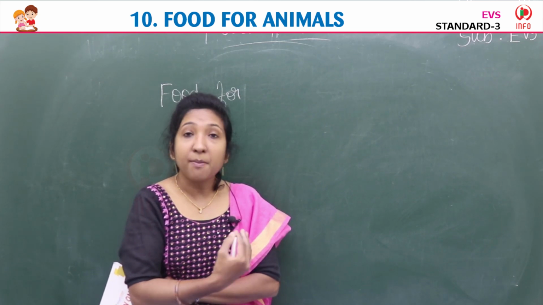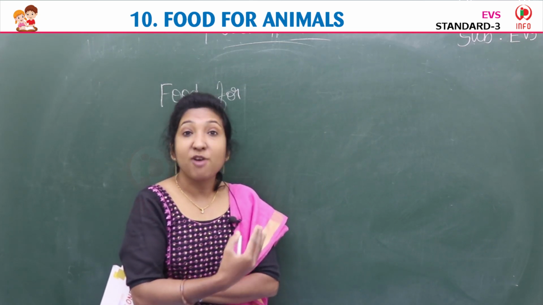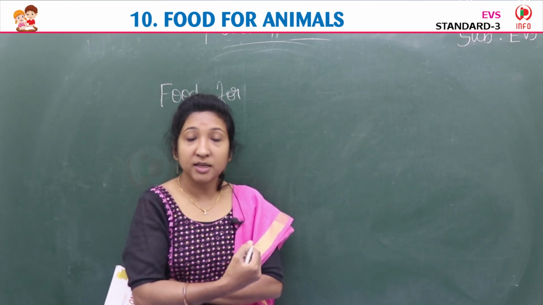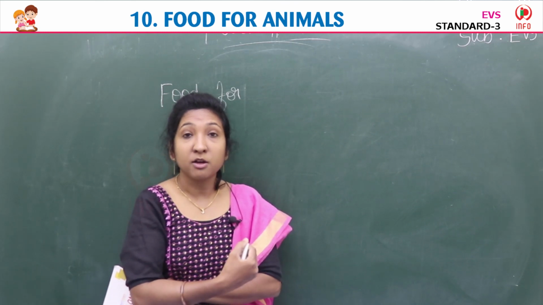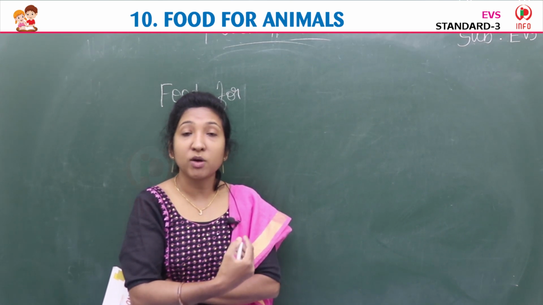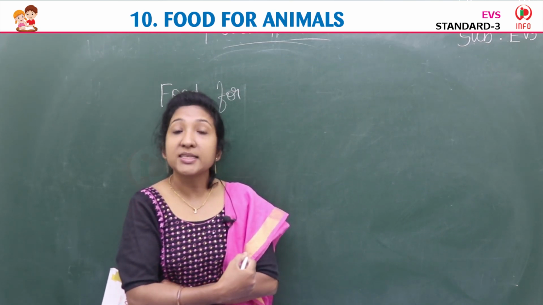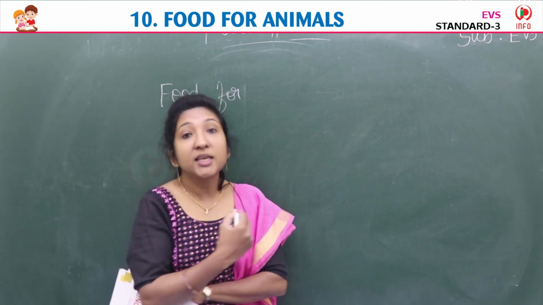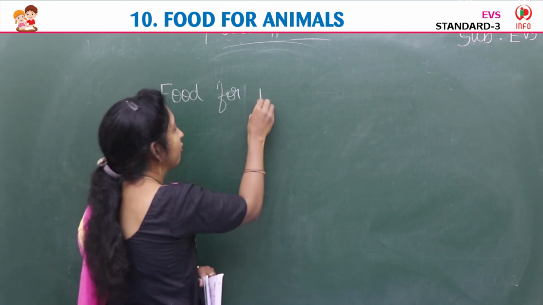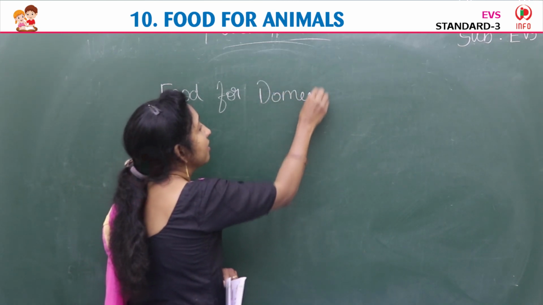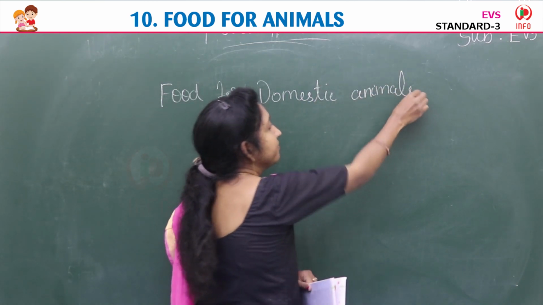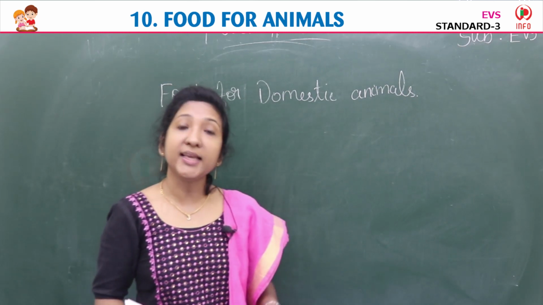Then some animals people keep in farms, like horse, isn't it? Then rabbit they keep, dog they keep, cow they keep, isn't it? So they are known as what? Farm animals, or we can say they are known as domestic animals. So now we are going to learn about food for domestic animals. Okay, children? Food for domestic animals.